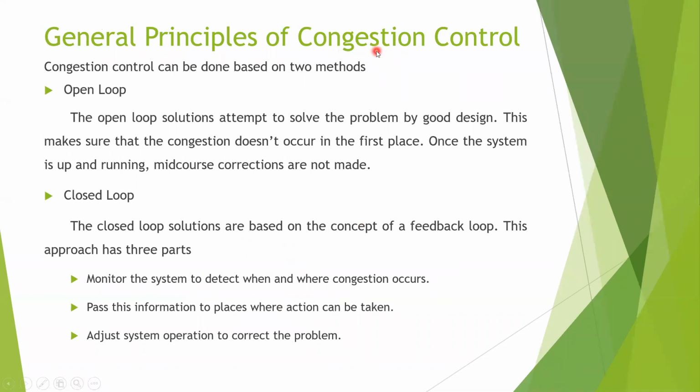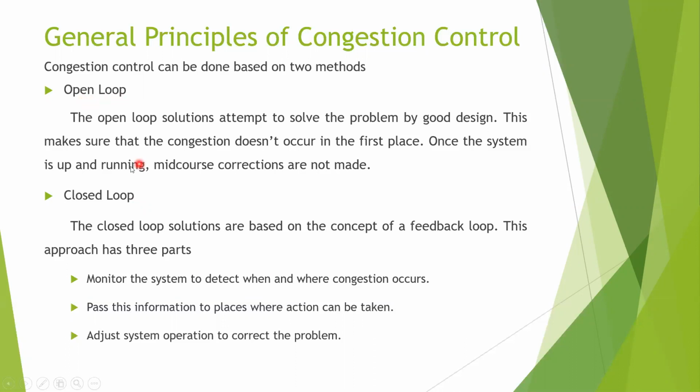Now there are two methods to control congestion. One is the open loop method and the other is the closed loop method. First we will try to understand when it is called open loop and when it is called closed loop. First, open loop.